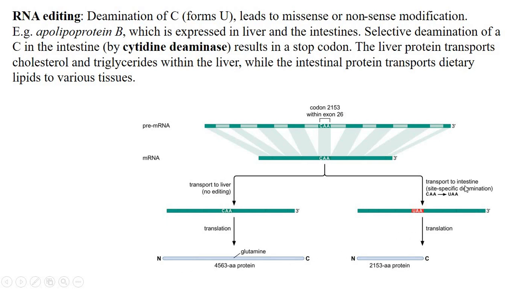Whereas in intestine, there is a different isoform. There's a site-specific deamination here, where C is converted into U. UAA is a stop codon. So when this UAA is translated, it will stop here. Instead of a 4,563 amino acid protein, it will be a 2,153 amino acid protein because of this shortening. So these are different ways RNA can be edited, either by splicing or by direct editing. So this is all about RNA processing.